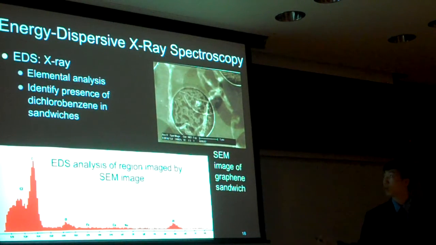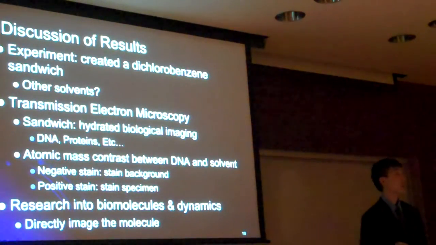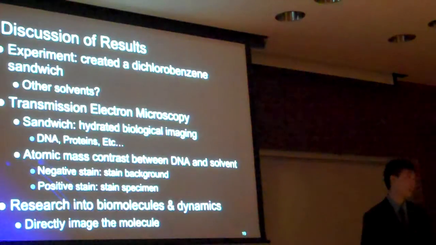And lo and behold, when we EDS this region, we found a chlorine spike. This confirms that we have something chlorine-based inside. And since we didn't have anything apart from dichlorobenzene that was chlorine-based, we have proven that we have a graphene sandwich with a solvent here. So in our experiment, we managed to create a dichlorobenzene graphene sandwich. This proves that you could put solvents inside a graphene sandwich.